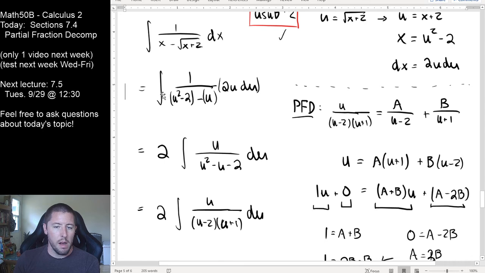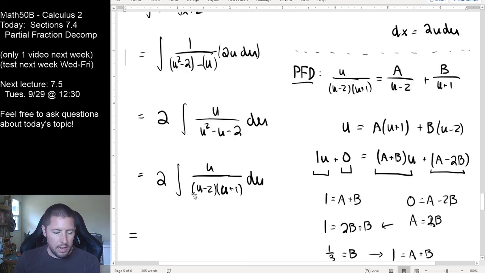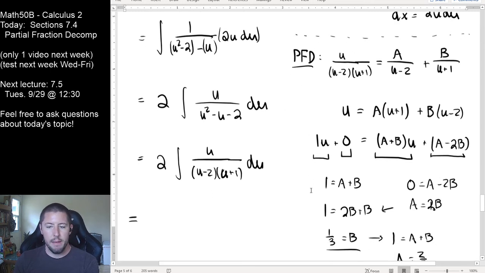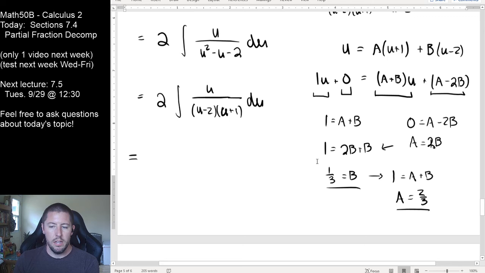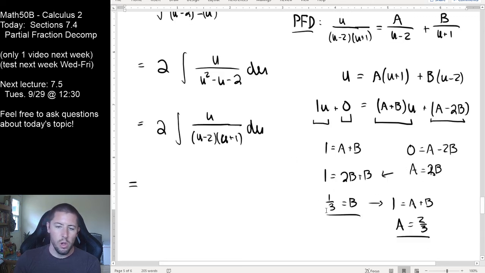It got us into a quadratic denominator that we were able to factor. Since it was a factorable denominator, we got into factored form and we performed partial fraction decomposition. We decomposed. I now have my decomposition rule. It looks like this should now be 2 times the integral of.